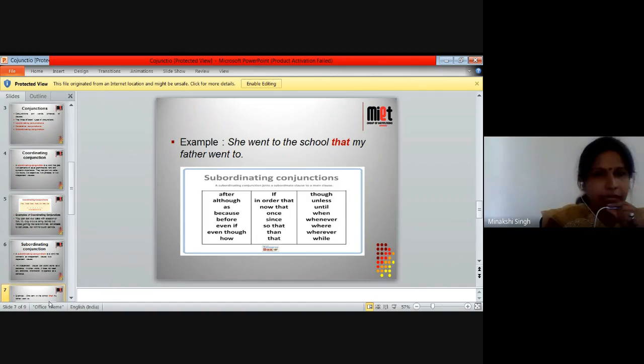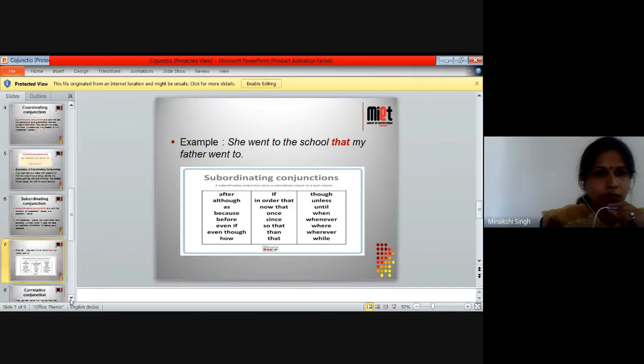We can have a look at the examples of subordinating conjunctions like after, although, as, because, before, even if, even though, how, if, in order that, now that, once, since, so that, then, that, though, unless, until, when, whenever, where, wherever, and while. So all these are the examples of subordinating conjunctions.